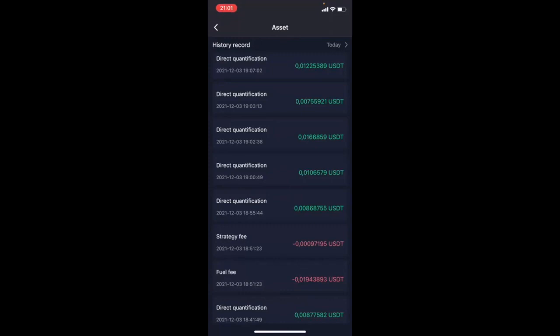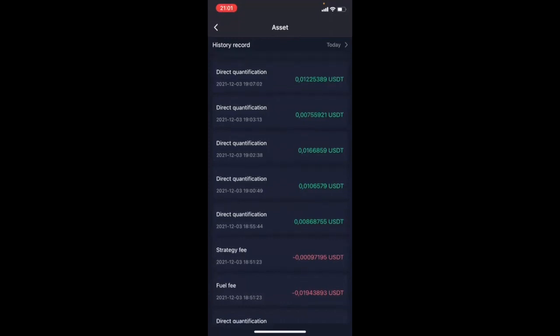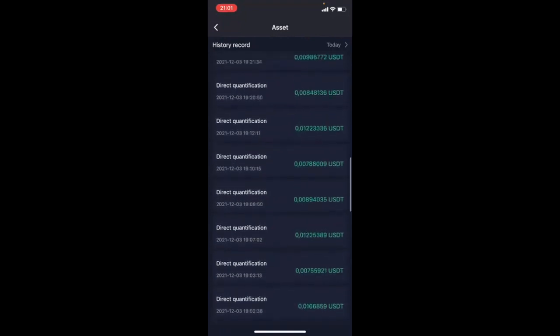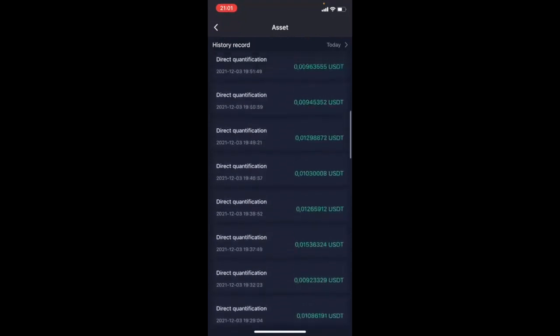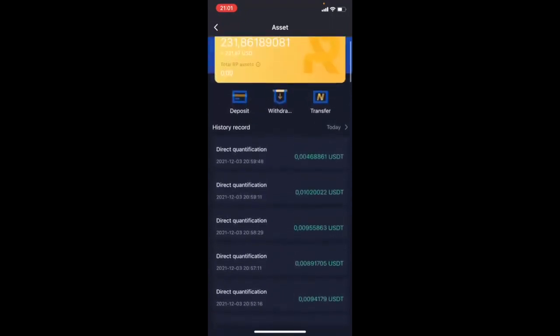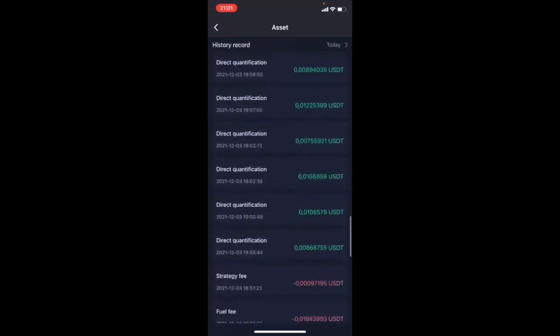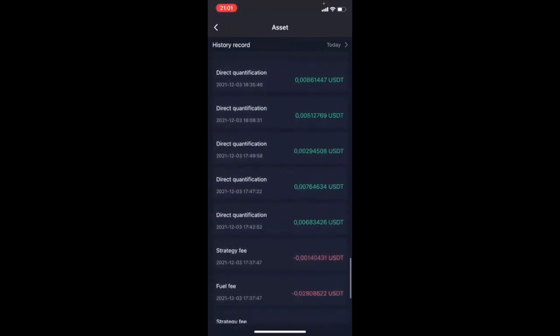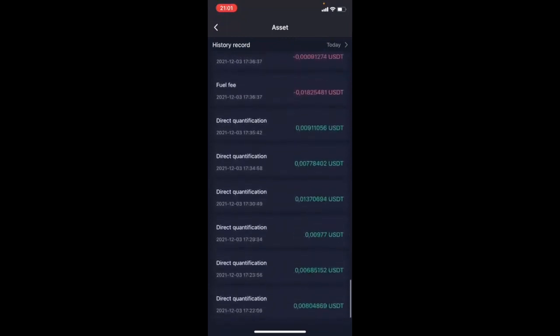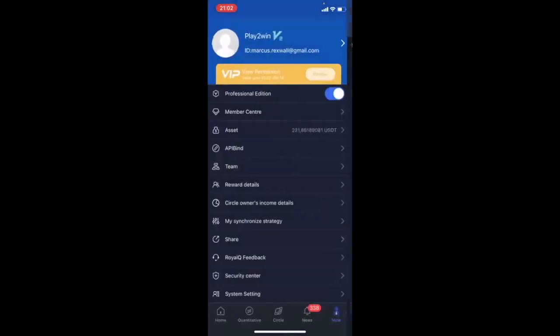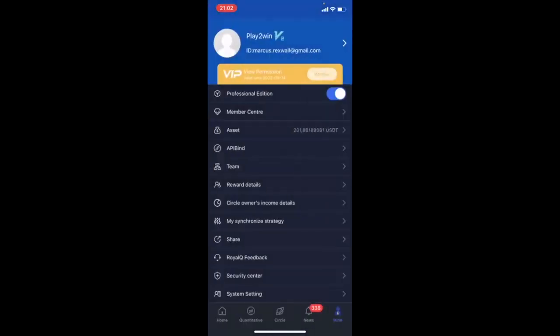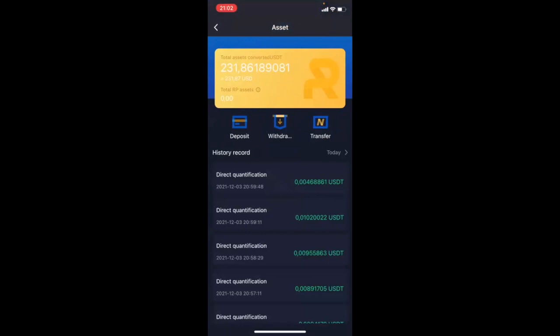Direct quantification, the green ones here, is people that I personally sponsor that have generated a profit and that is now being added to my assets, right? Direct. Is there no team? No team ones? No? Okay. Team, no. Maybe that also goes under direct. Huh. Anyway, if we look at the reward details, so okay, let's start here again.